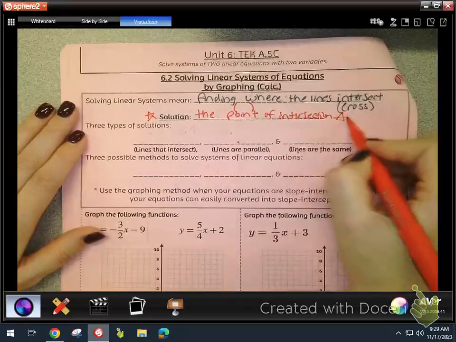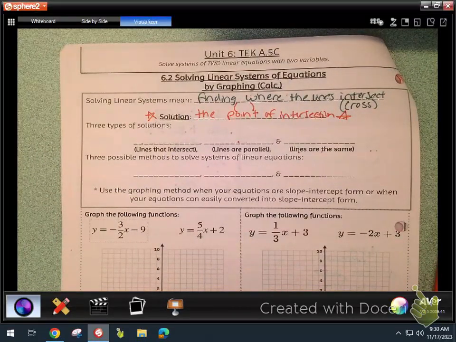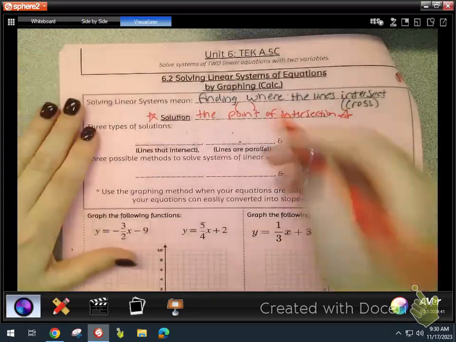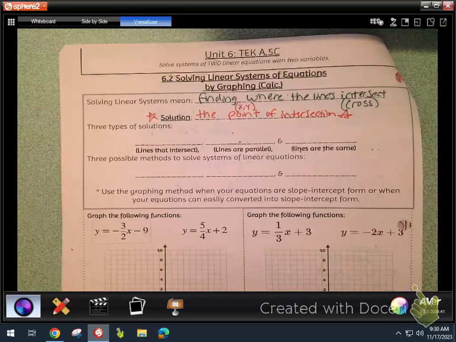So if it says solve the system, find the solution to the system, you're looking at where are my lines crossing, okay? No matter what method you take, that's technically what you're finding. It is a point, so I put parentheses. There will be an x value and a y value, and both of those are your answer. So remember, a system means 2 equations. You're going to have two parts put together as your point of intersection.